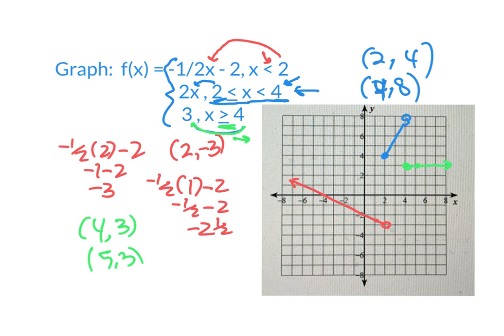So those 3 pieces are almost like 3 distinct graphs, 3 different graphs, but they represent one function because if you look at it, it does pass the vertical line test. Okay, so it's a function.